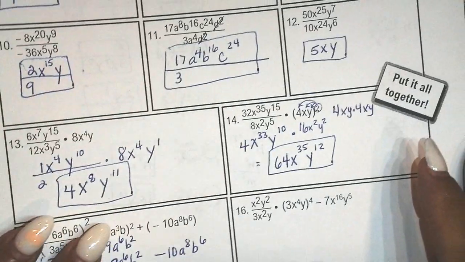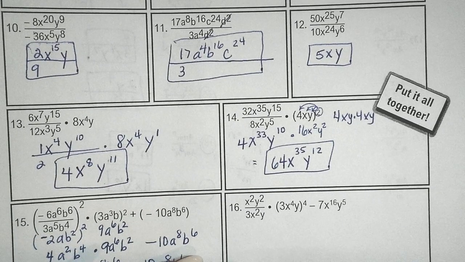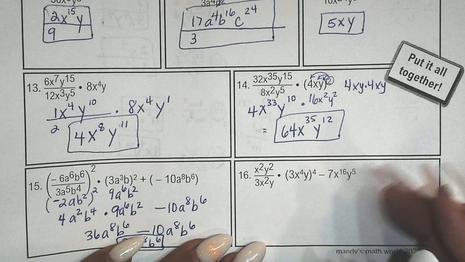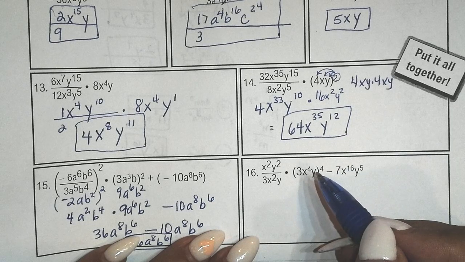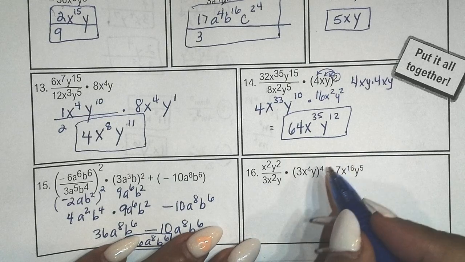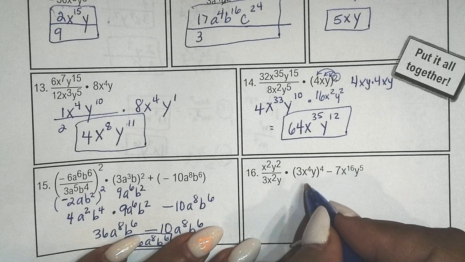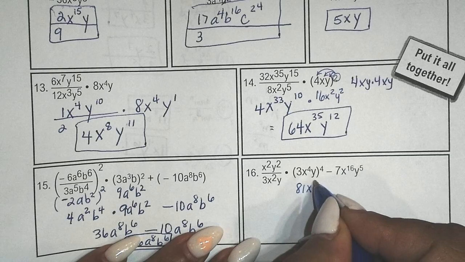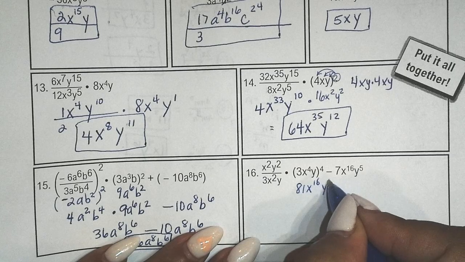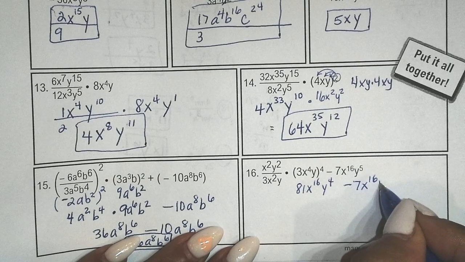Alright, number 16. We have this to the 4th power, so we're going to go ahead and do that first. We have 3 to the 4th power. Let's see, 3 times 3 is 9, times 3 is 27, times 3 is 81. So this is going to be 81, x to the 16th, again, exponents multiply, y to the 4th. And this is minus 7, x to the 16th, y to the 5th.